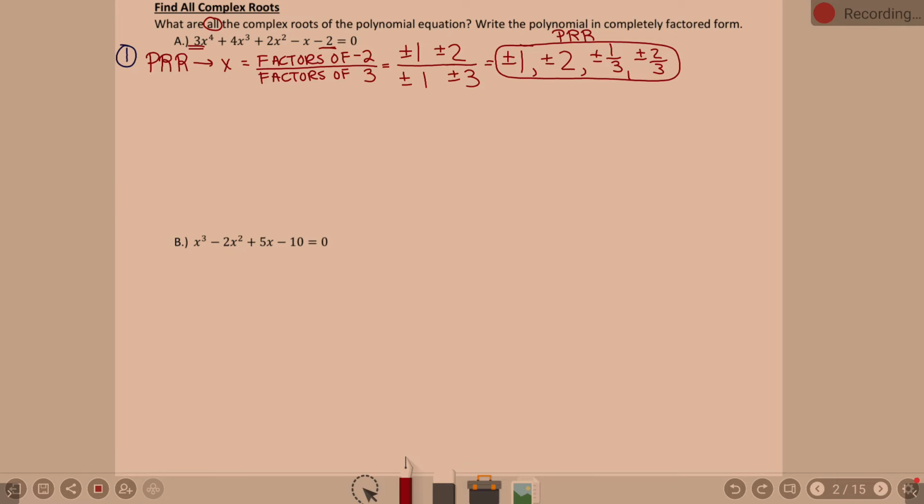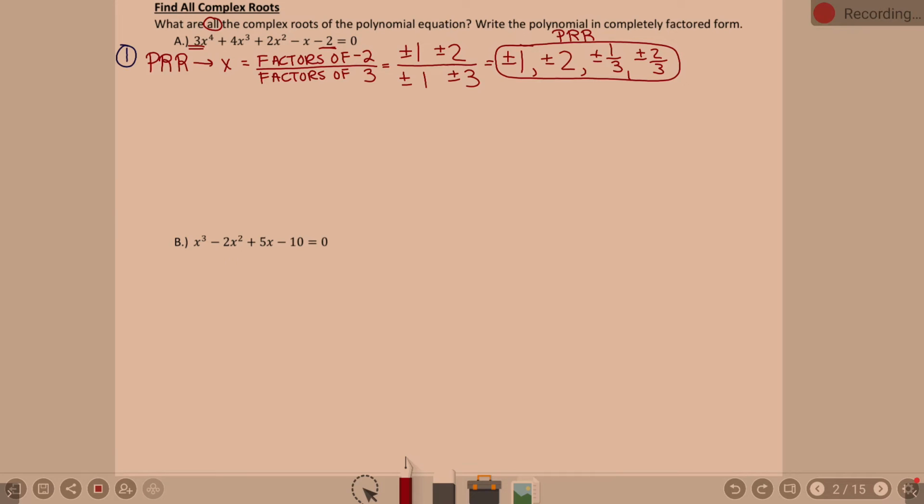Think about what we've done the last couple of days. How do we know if they work? How do we know if something is a factor? And how does synthetic division help this? Because it tells us the remainder. It's a factor if the remainder is 0. If the remainder is not 0, it's not a factor.